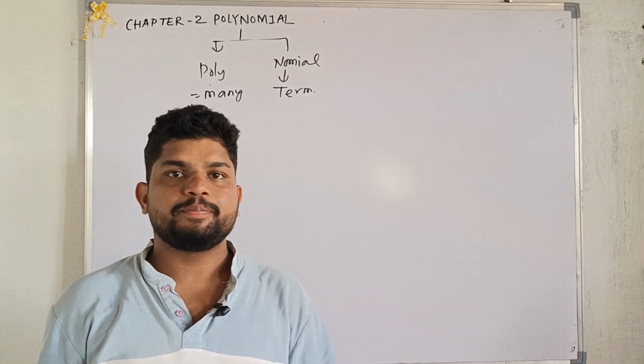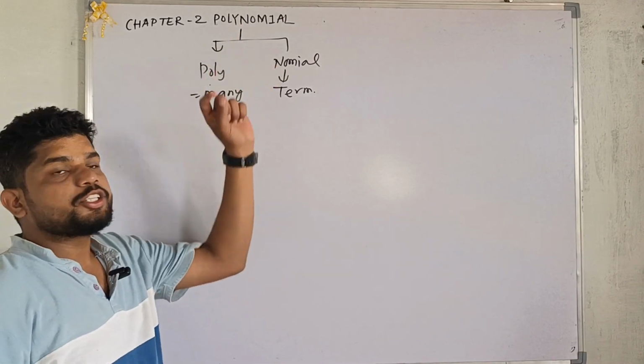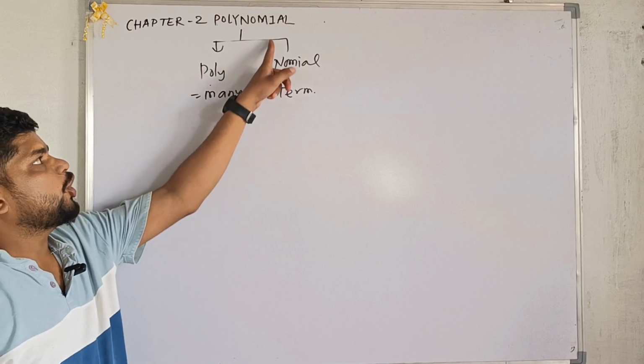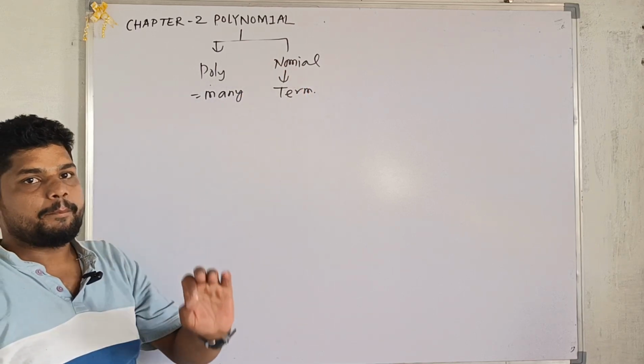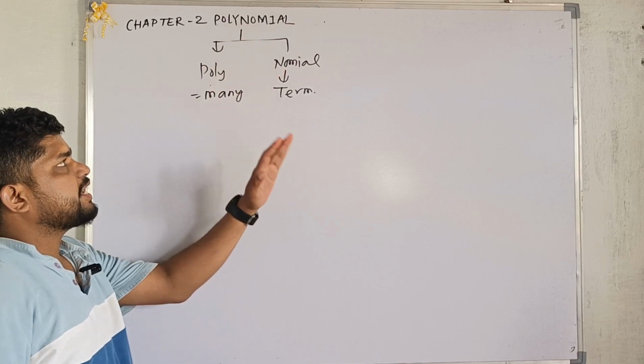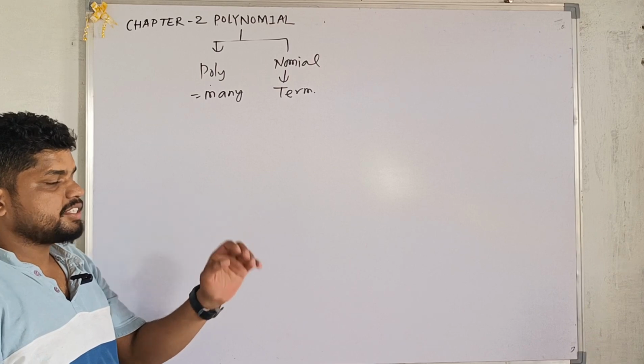Dear students, polynomial, the word consists of two words, poly and nomial. Poly means many, nomial means terms. So basically, polynomial is an algebraic expression which consists of some terms. What are they? Let us see.